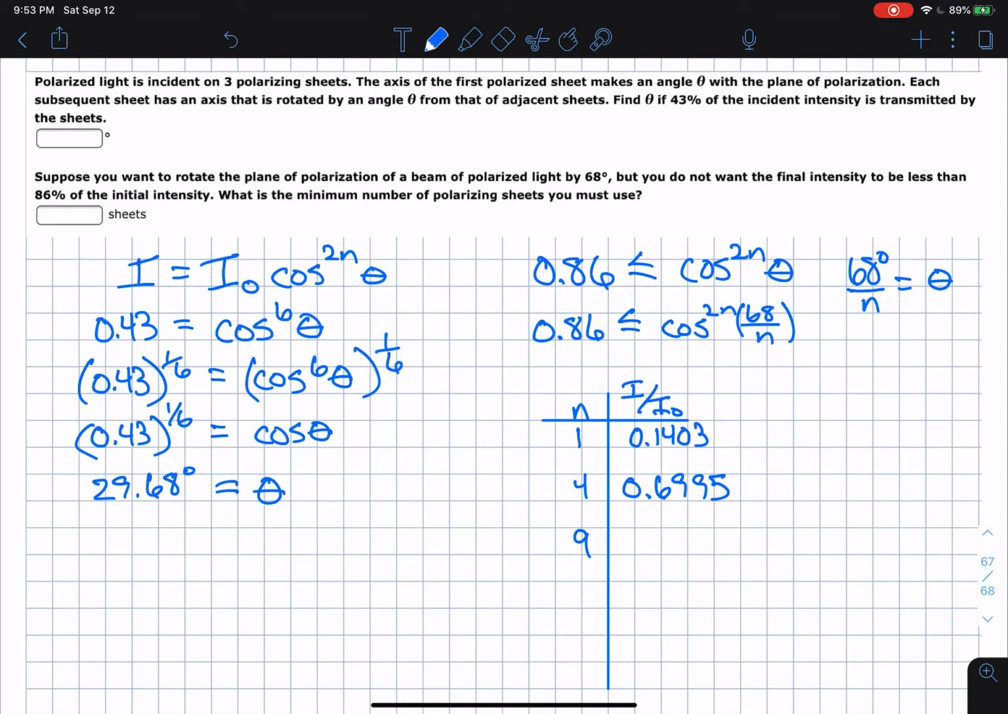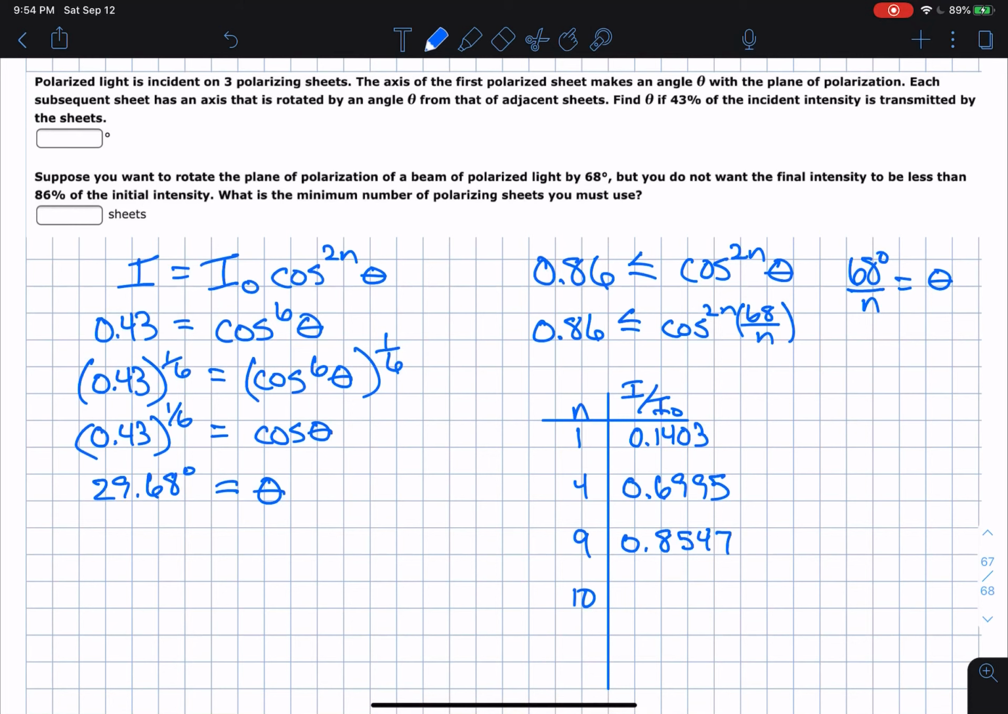I'm just throwing a value in and trying to figure it out. So 9. Now 68 divided by 9 works out to be 7.5555. I'll take the cosine of that, and I get 0.9913. And then I'm going to raise that to the 18th power, and that works out to be 0.8547. Okay, pretty close, but still not greater than or equal to 0.86. I doubt that 10 is going to give me what I need, but let me just do it all the same.